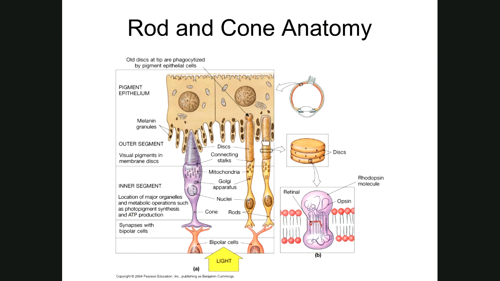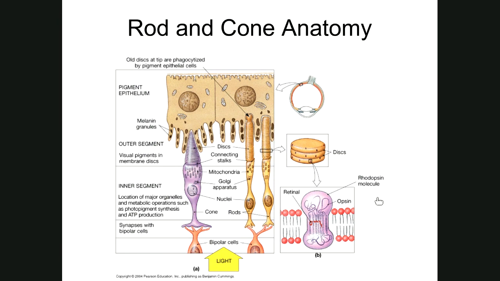In a rod, each disc is an independent structure, stacked like a whole bunch of pennies, making that stack for the rod. That gives the rod a cylindrical structure. In cones, the discs are the result of the membrane being folded, which results in the outer segments forming a blunt tip. That's why they're conical, so they're called cones. Now look over here on the right-hand side.